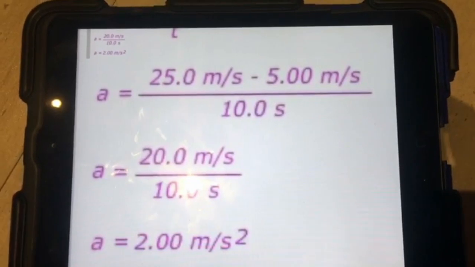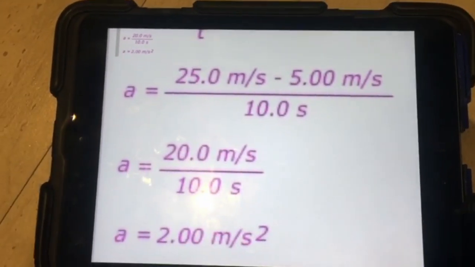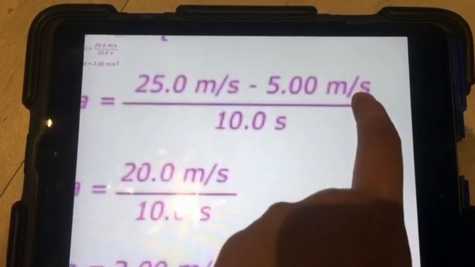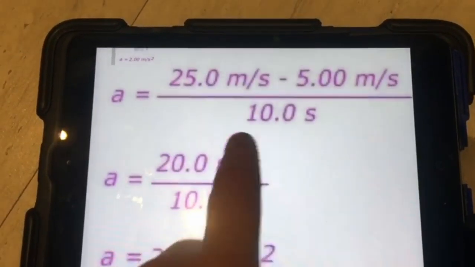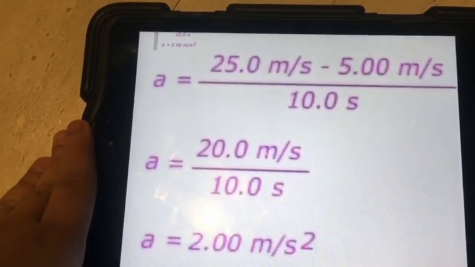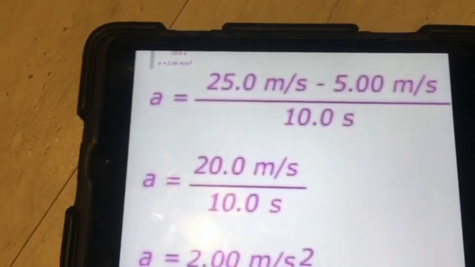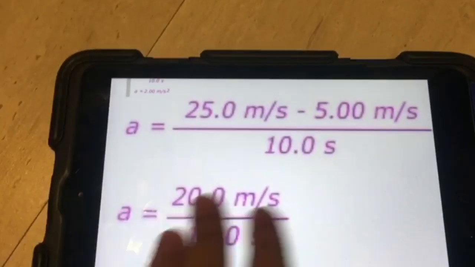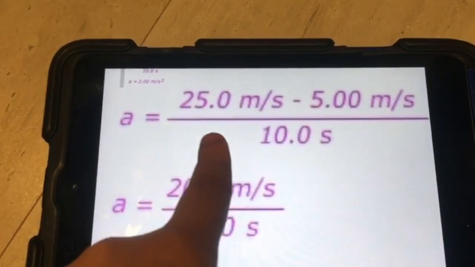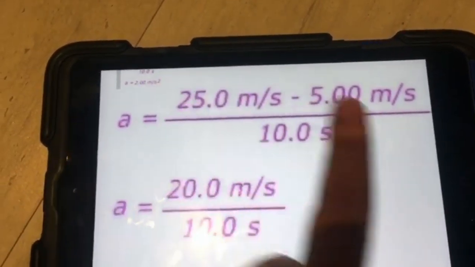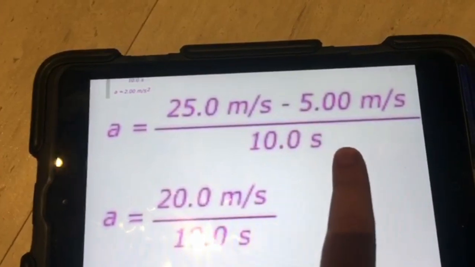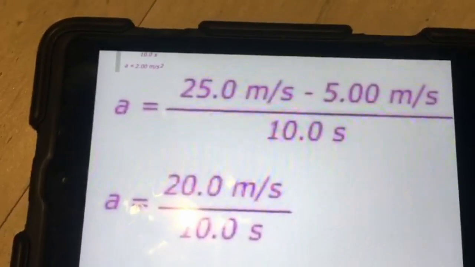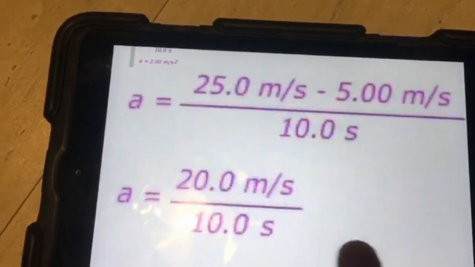So the steps for following this procedure and finding the acceleration are: first you will need to put the information in its values. So the final velocity is 25 meters per second, and it is minus the initial velocity, that is 5 meters per second, and the time overall will be 10 seconds.